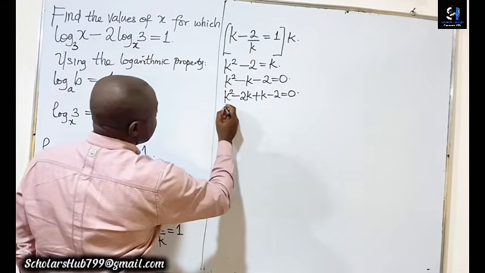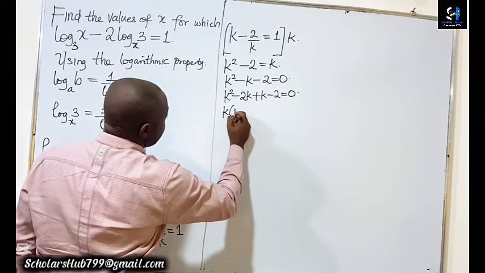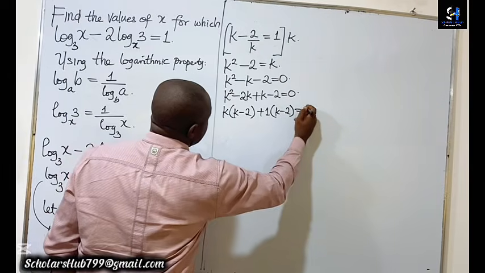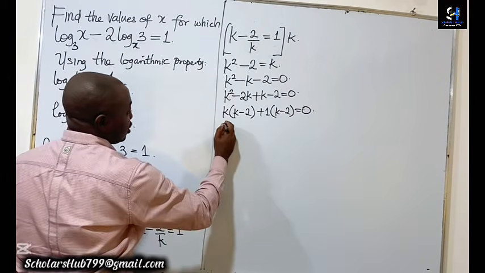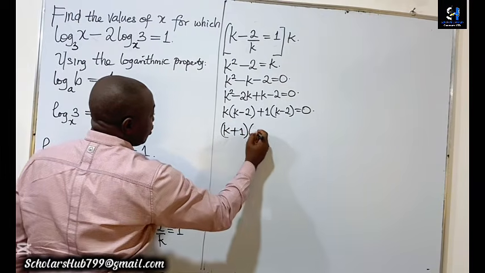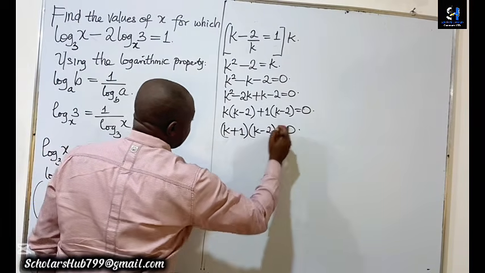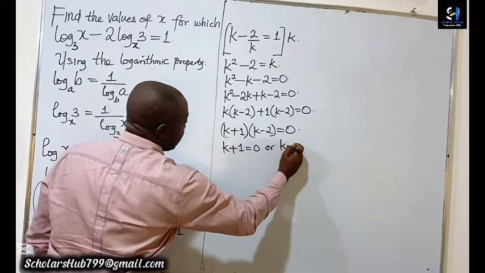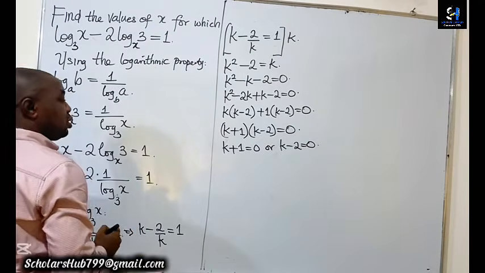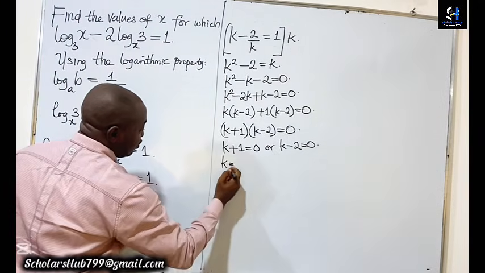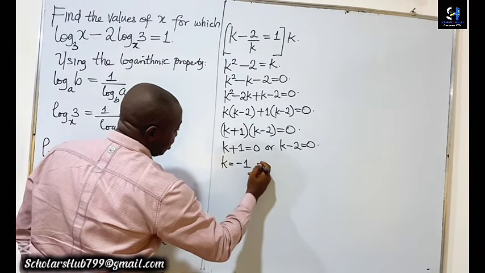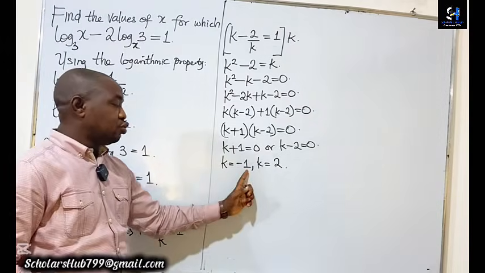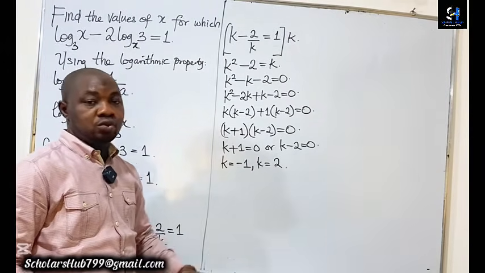So in this case, this will be k times k minus 2, then plus 1 times k minus 2 equals 0. So here we have k plus 1 multiplied by k minus 2 equals 0. That means k plus 1 equals 0 and k minus 2 equals 0. Now the first value of k is minus 1, and the second value of k is 2. So we have k equals minus 1 and k equals 2.